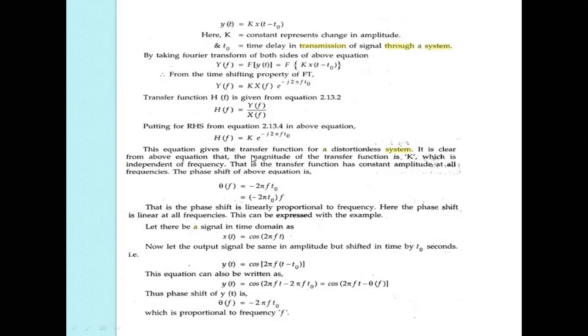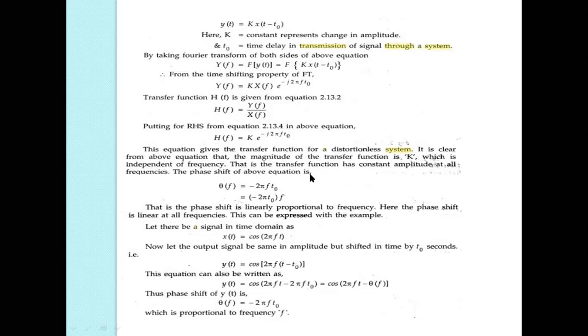Okay, this equation gives the transfer function for a distortionless transmission, or the distortionless system. It is clear from the above equation that the magnitude of the transfer function is k, which is independent of the frequency. Frequency means f is included, and there is no f here. That is, the transfer function has constant amplitude at all the frequencies. There is no change in the amplitude because it is independent of the frequency.